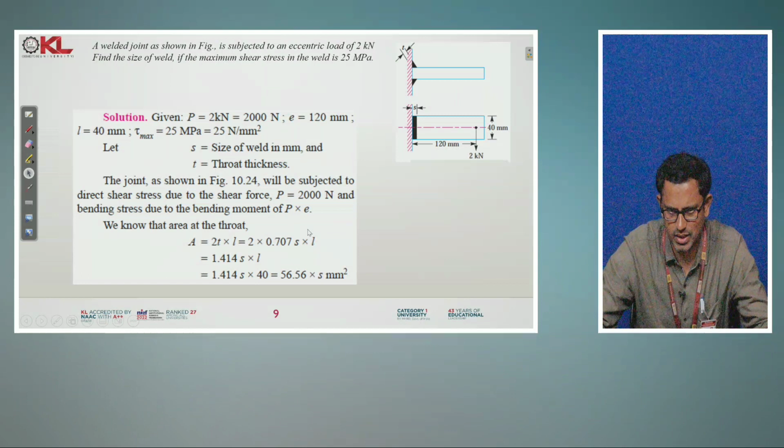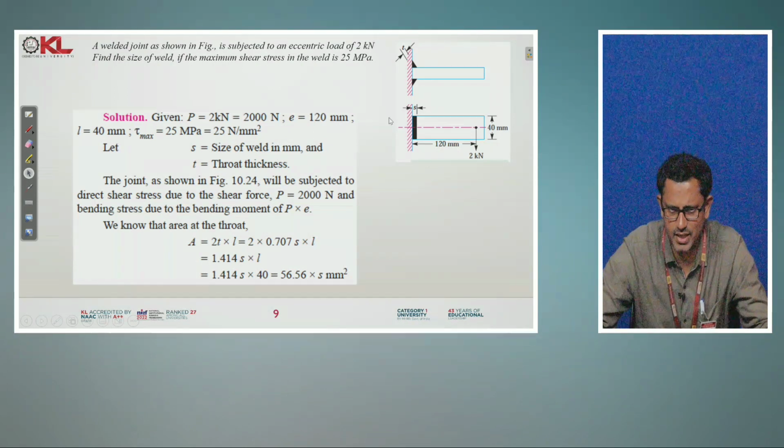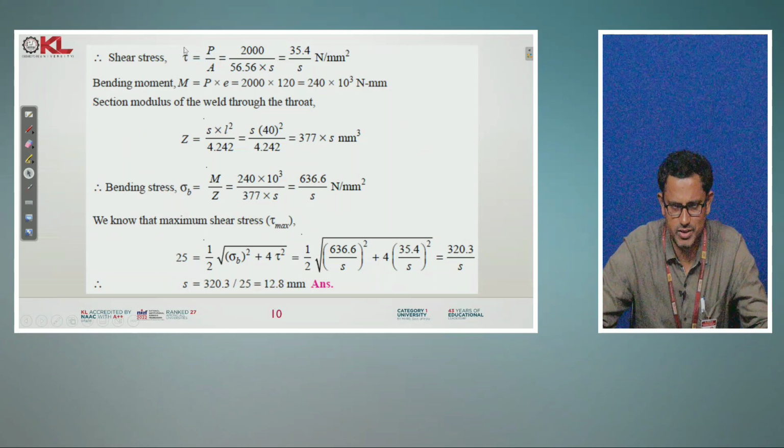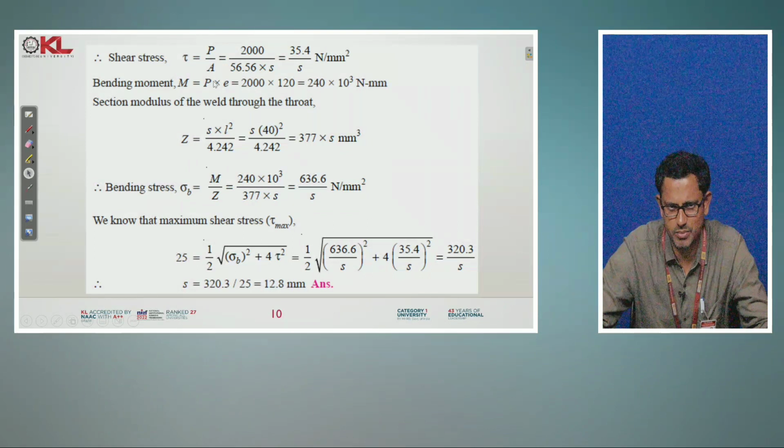So by substituting all the values in the A value, we will get this one. Now how to calculate? This is the case 1 criteria. We can use either the maximum principal stress theory or the maximum shear stress theory to calculate the size of the weld. The first shear stress I am calculating, tau is equal to load per unit area. Then bending moment P into E, by substituting this Z value and the M value in sigma B equal to M by Z, you will get sigma B.